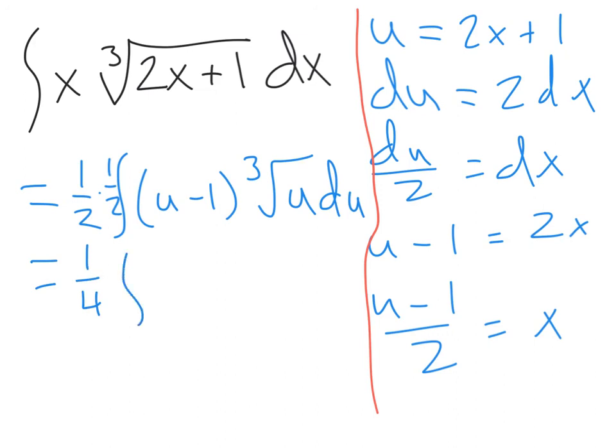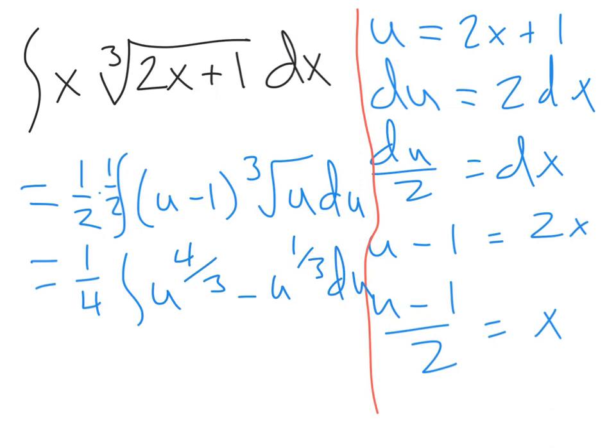Now if you think of this u right here, this is u to the 1/3. And we can actually take that and then distribute it in here. So first we'll have u to the 1/3 times u. That will give us u to the 4/3. When you multiply, you add the exponents, so 1 plus 1/3 is 4/3, minus, and then we'll have u to the 1/3 again, because we're multiplying it by 1, du.